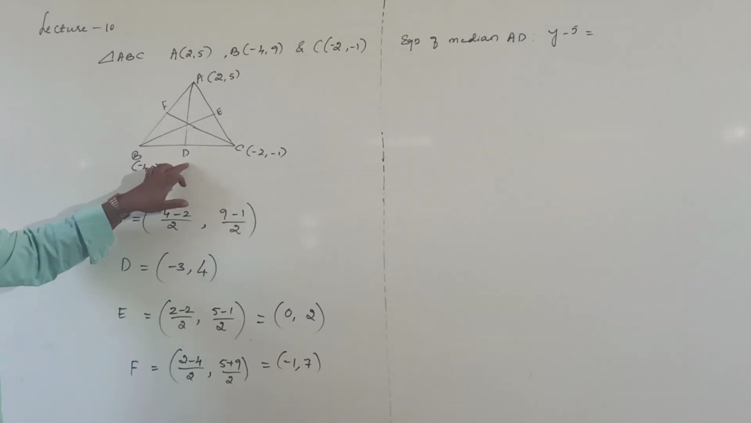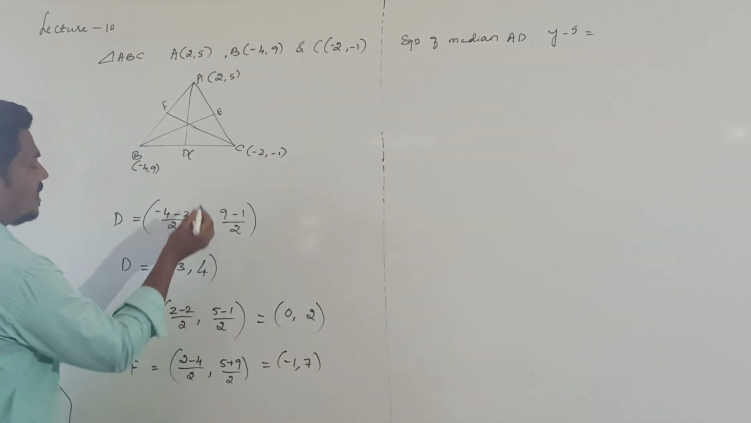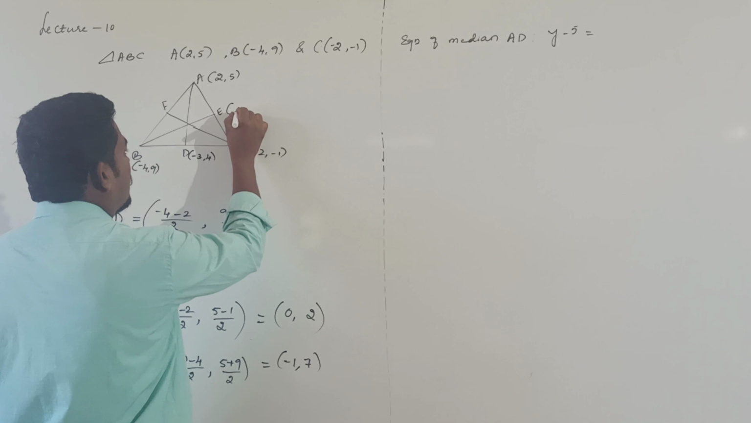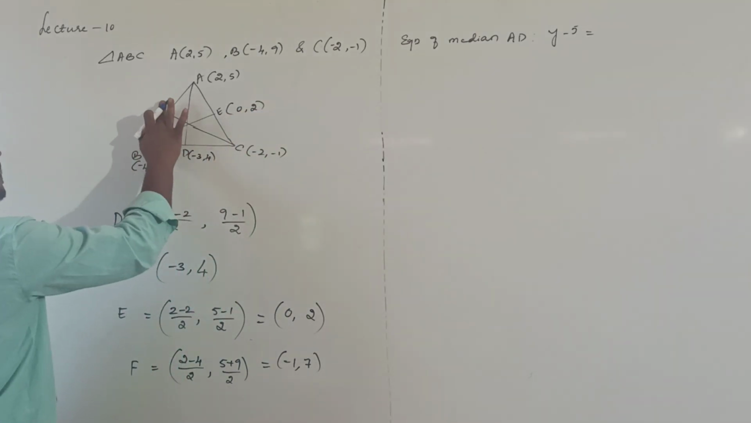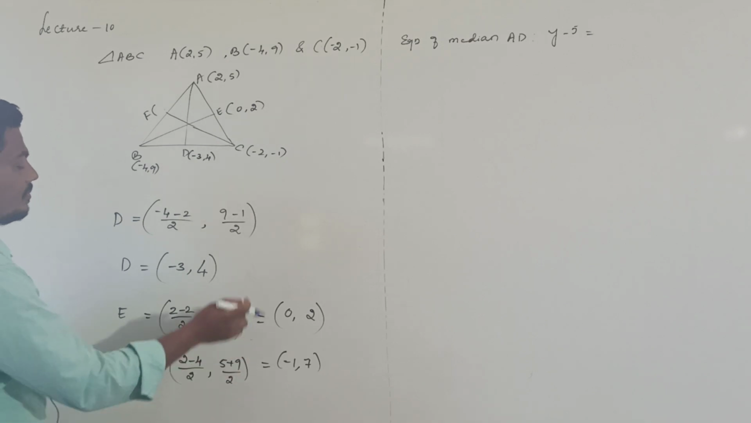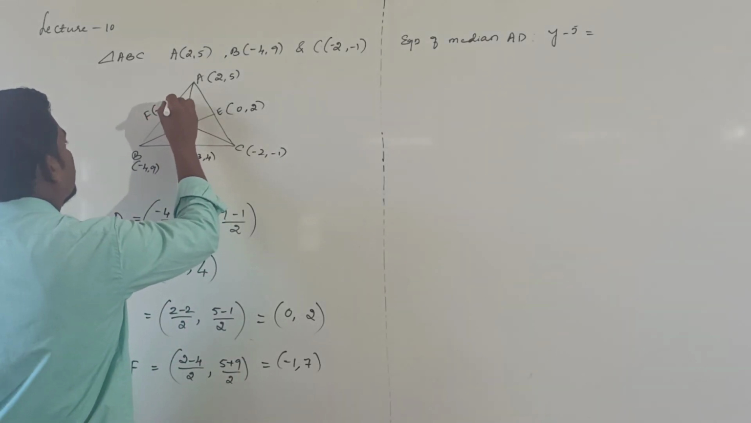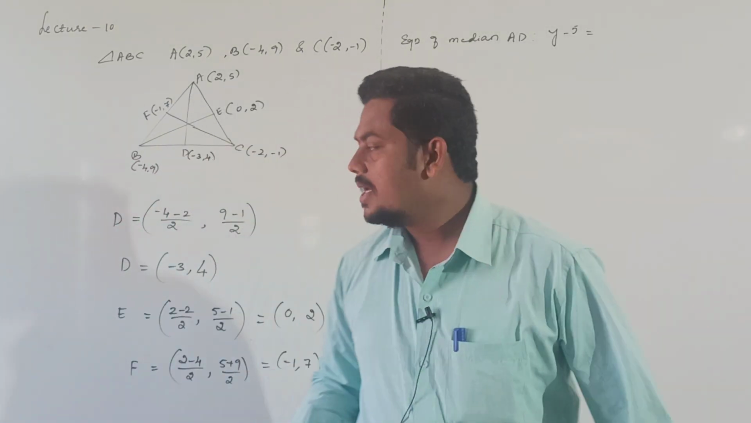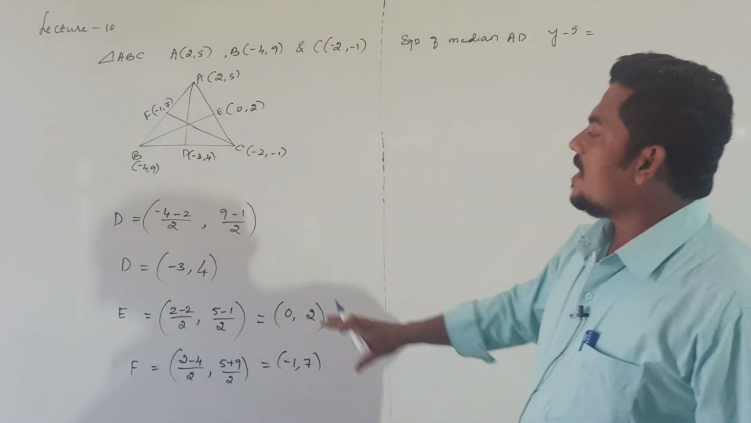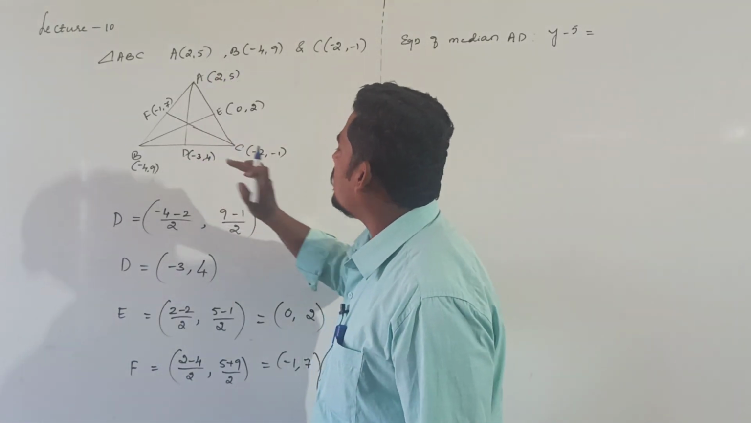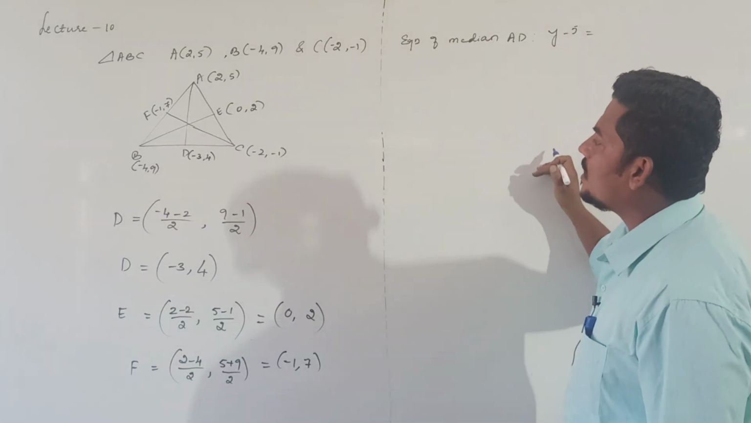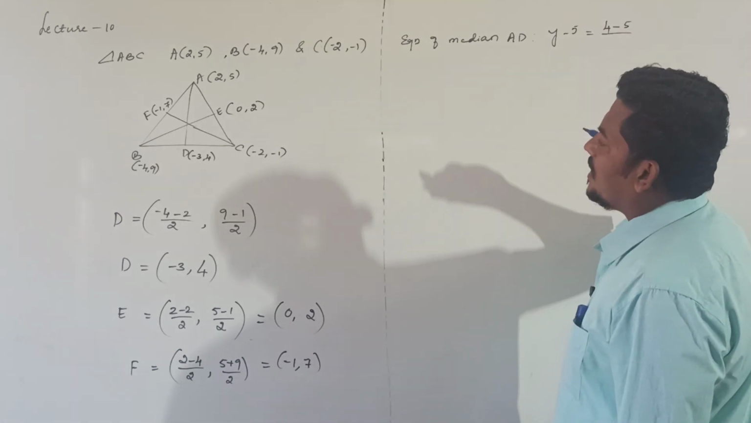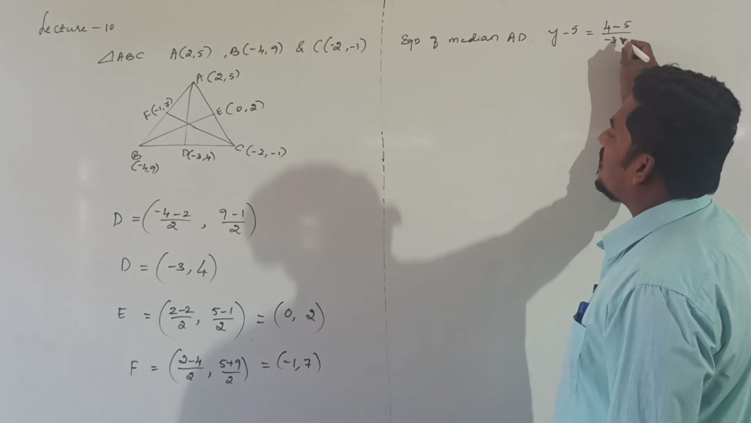What are the coordinates of D? (-3, 4). What are the coordinates of E? Already we have (0, 2), right? Then what are the coordinates of F? F coordinates (-1, 7), right? These are the coordinates of midpoints: D, E and F. Now tell me what is equation of AD by using the 2-point formula. y minus y1 is equal to (y2 minus y1) divided by (x2 minus x1) times (x minus x1), that is (4 - 5) divided by (-3 - 2).